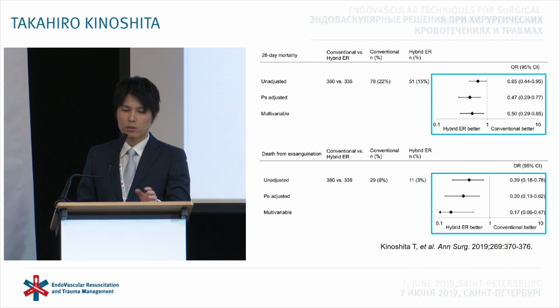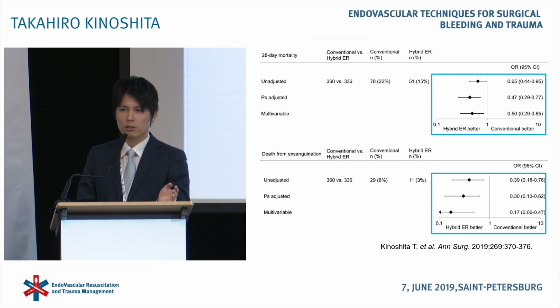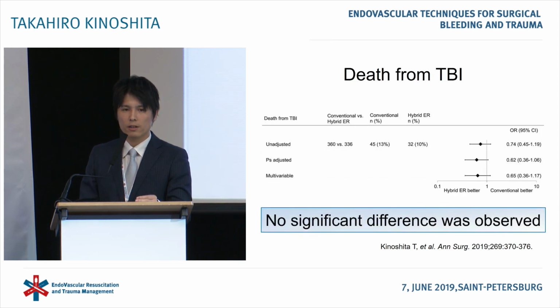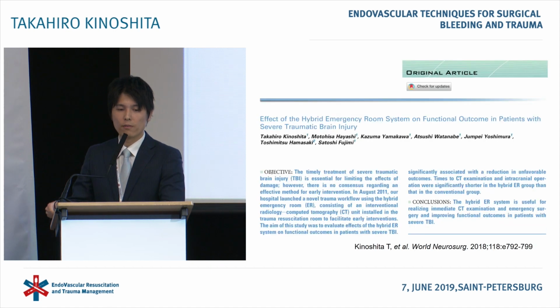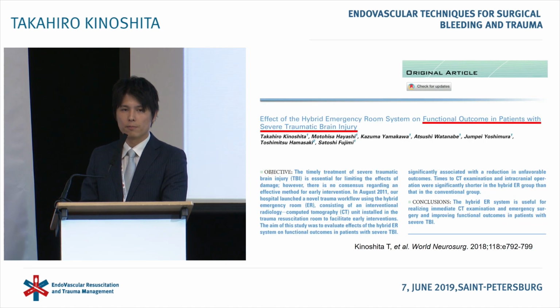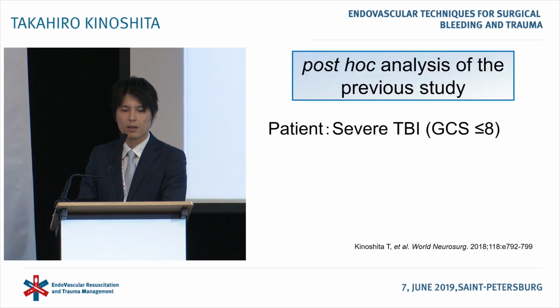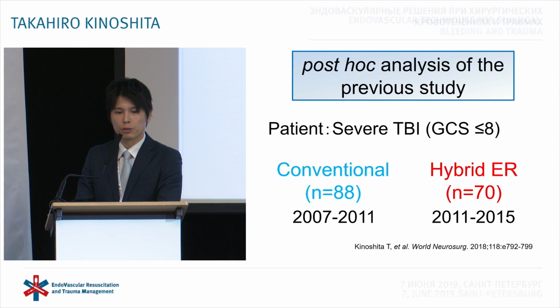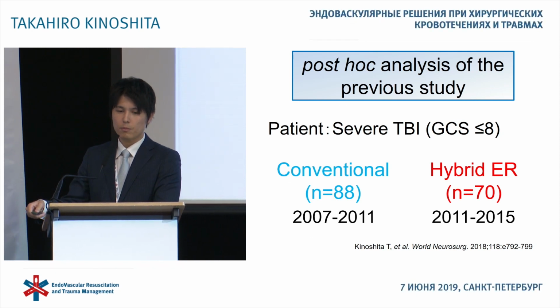So we have demonstrated first that this system is super effective for hemorrhage patients, but in this article, we found no significant difference in deaths from TBI. So next, we focused on the functional outcome in patients with severe TBI. It was a post-hoc analysis of the previous study, included severe TBI only, and we compared the outcome of the conventional group and the hybrid ER group.